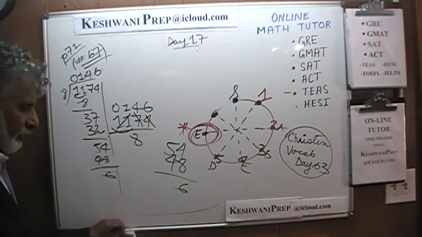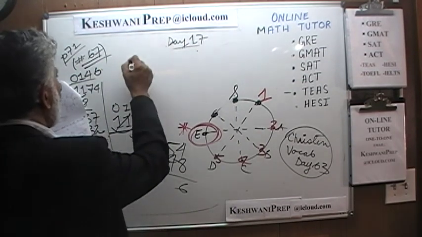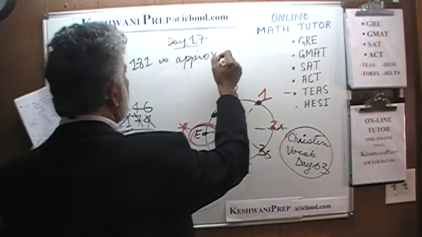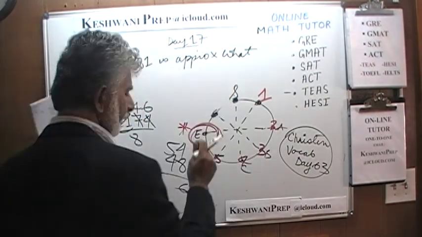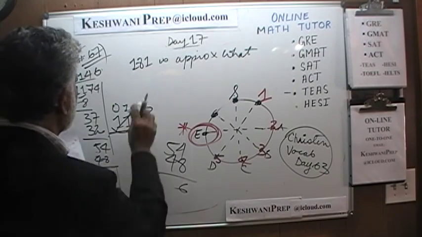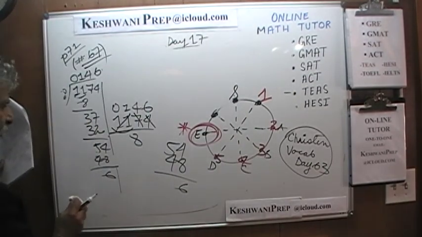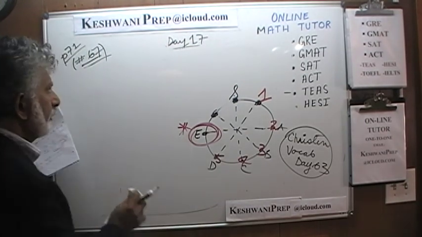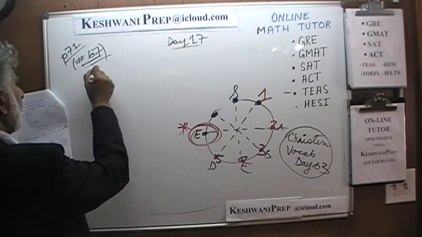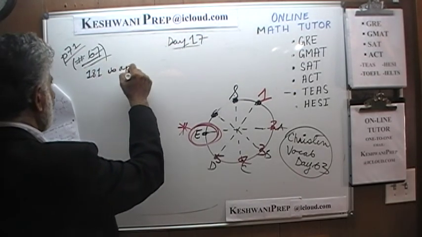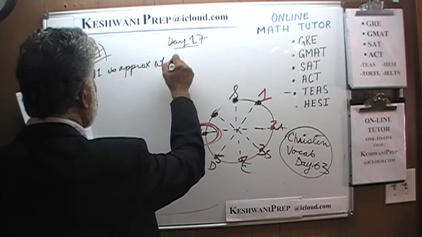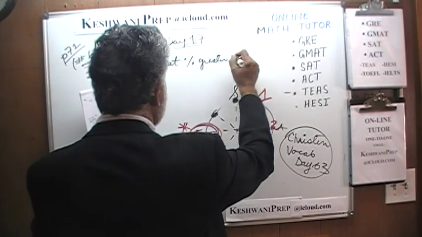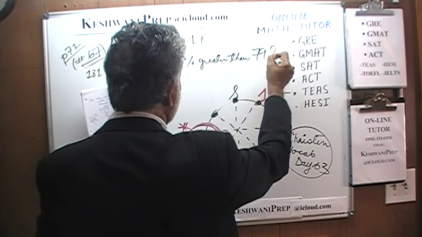67 says, 181 is approximately what percentage greater than 79? That's the question.